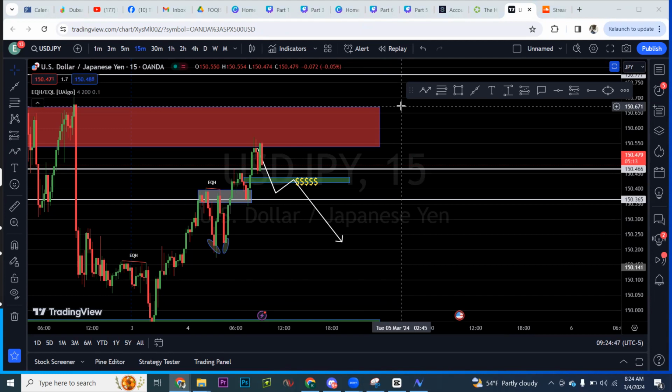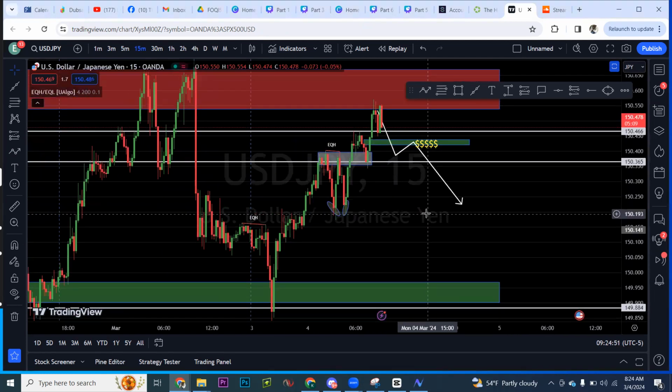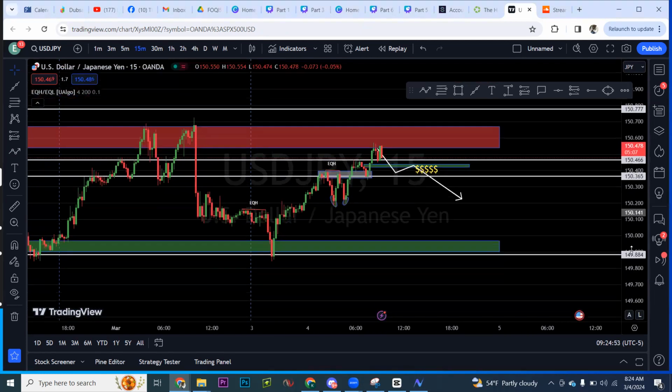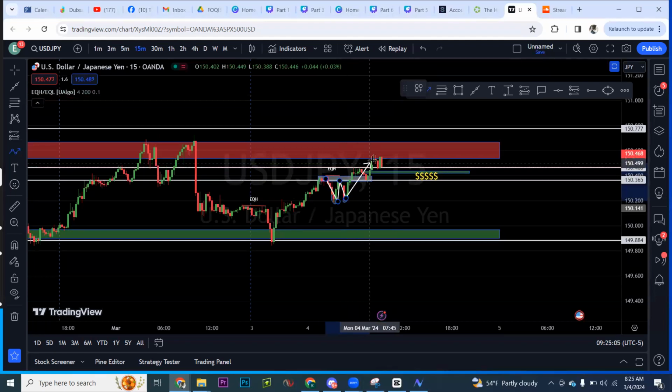Absolutely. Look, something simple: look for M's and W's. If you have to expand the chart or make it small, whatever it is, make sure you can identify an M.